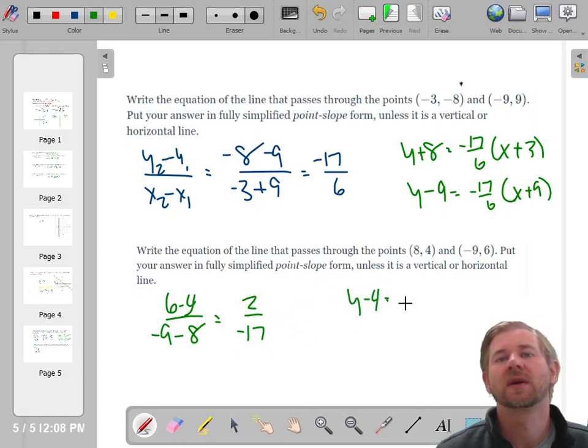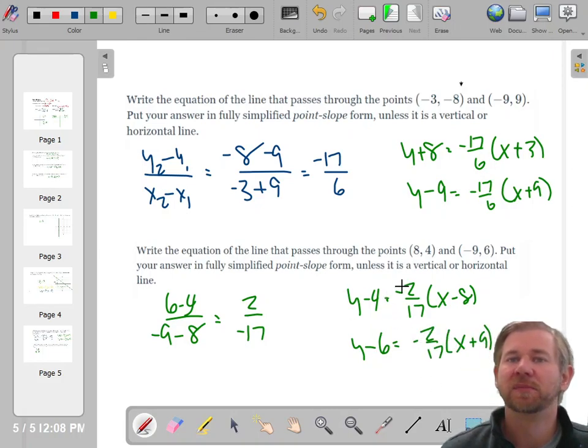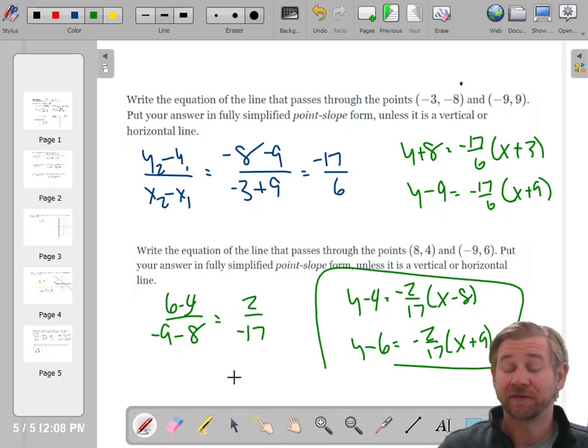Y minus 4 equals negative 2 over 17 times (x minus 8), or y minus 6 equals negative 2 over 17 times (x plus 9). It doesn't matter if you put the minus sign in the top or the bottom or out front. Those are all the same. You just don't put it in both because then that would be positive. Okay, so those both work. That's it for point slope.